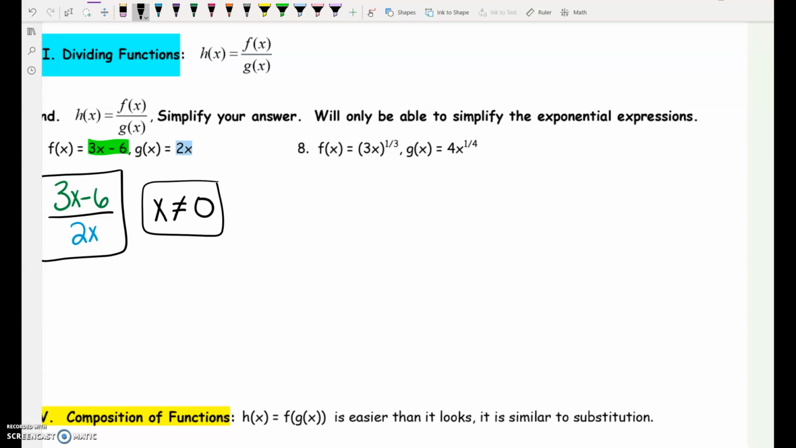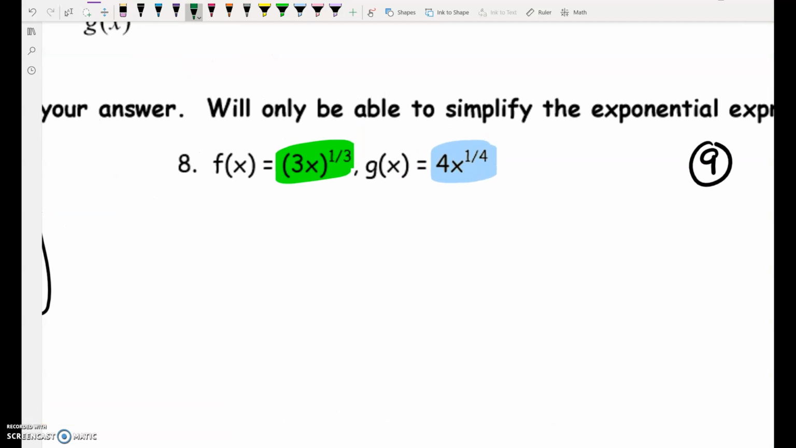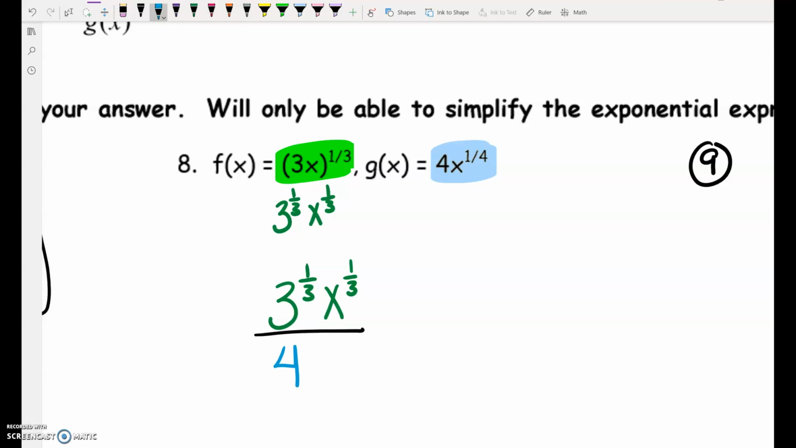We're going to add a number 9 over here, by the way. Number 8. This kind you can simplify a little bit. What I want you to notice here is that the f function has parentheses in it, and the g function doesn't. And I don't think I gave you many of these in your assignment. But 3x in parentheses raised to the 1/3 is 3 to the 1/3 x to the 1/3. So they want us to do 3 to the 1/3 x to the 1/3 divided by 4 x to the 1/4.